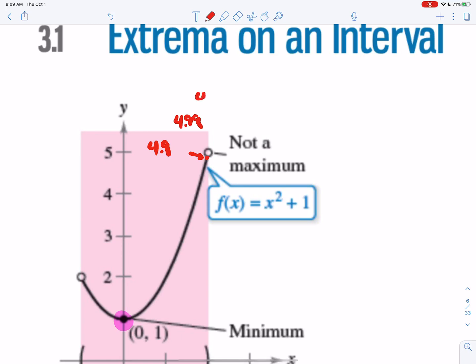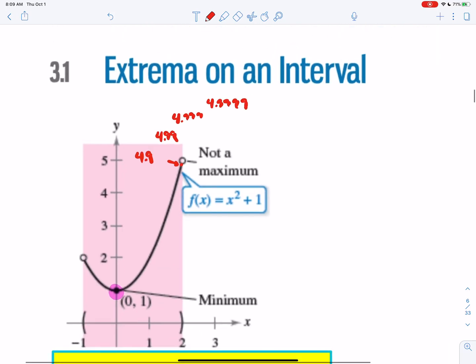And then someone else could argue, no, it's 4.999 or 4.99999. We can go on forever and ever here. So the thing is, there is no exact maximum value here because you could always get a little bit closer than the previous person. So here, notice how we don't have both extremas, okay?